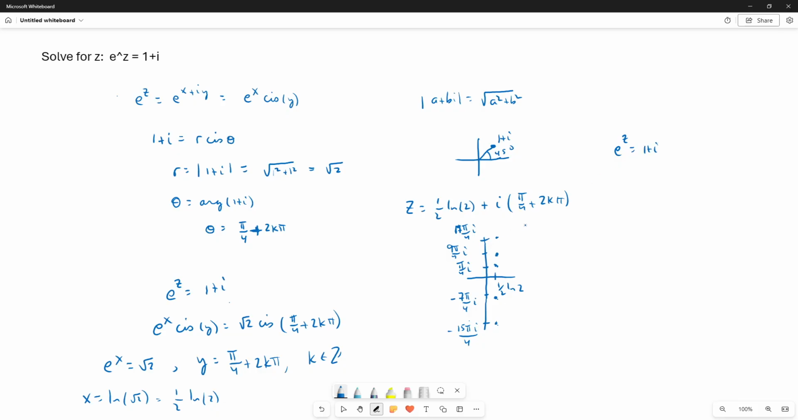There are infinitely many of them, and they are spaced apart by 2 pi i on the imaginary axis, because the function e to the z is 2 pi i periodic.